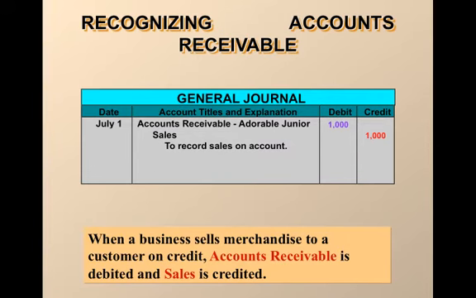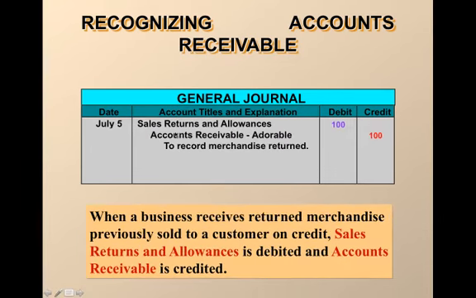So first of all, we're going to talk about recognizing accounts receivable. This is not new to you. When a business sells merchandise to a customer on account, accounts receivable is debited and sales is credited. You know this already. Nothing new. Debit accounts receivable, credit sales. That's how easy recognizing accounts receivable is.